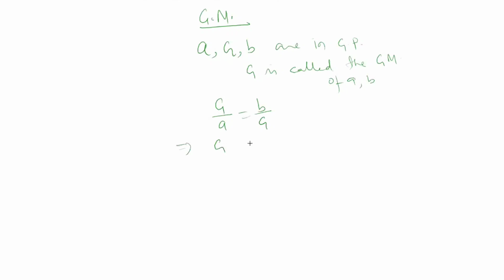Or you can say that G squared equals AB. Or you can also say that G is actually the square root of AB. So this is the GM of two numbers.